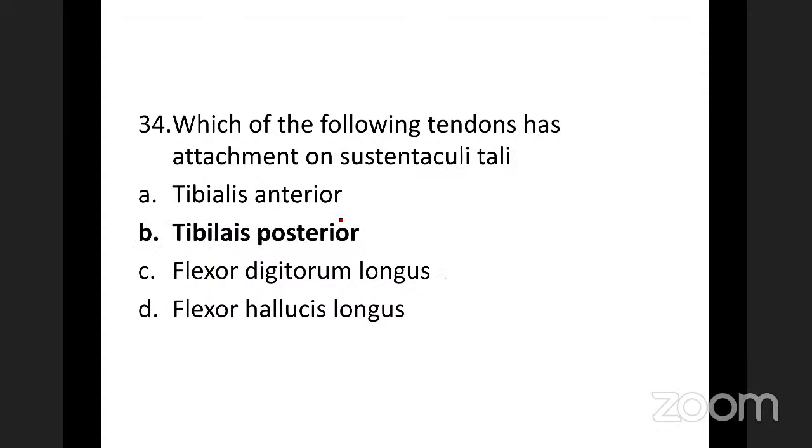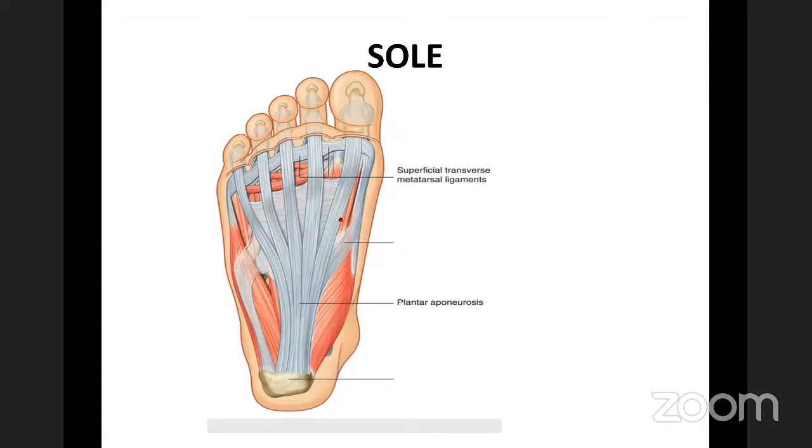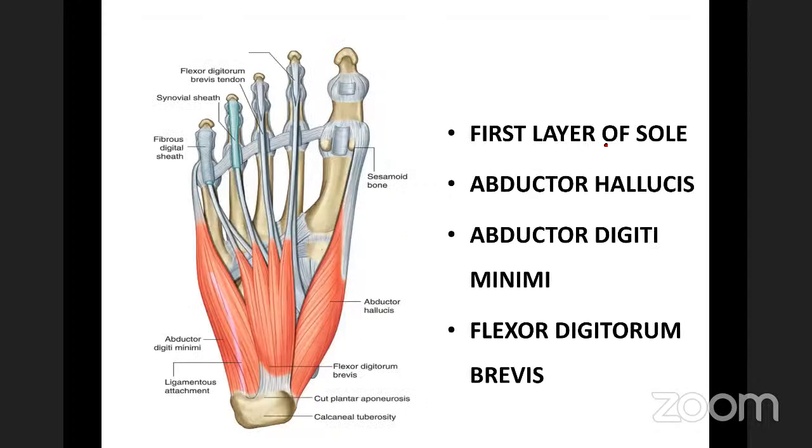Now we will be very short, in a few minutes we'll finish this class. We'll discuss the sole. Immediately after removing the skin, what you see is the plantar aponeurosis. As you know, there are 4 layers in the sole. MCQ questions have been asked on this. So first we will discuss the first layer of the sole. In the first layer, you have 3 muscles, namely abductor hallucis. The first toe is here, so hallucis. Now for abduction to occur, the axis is drawn to the second toe.